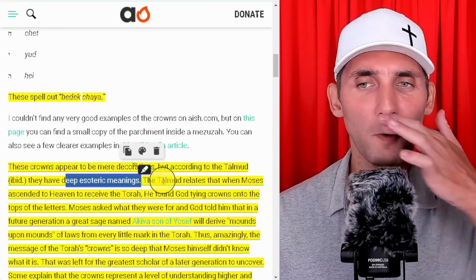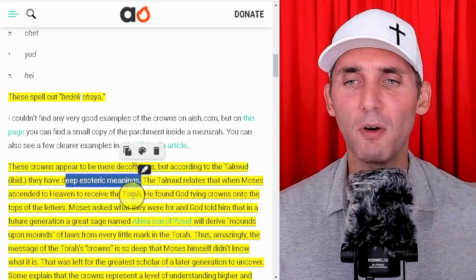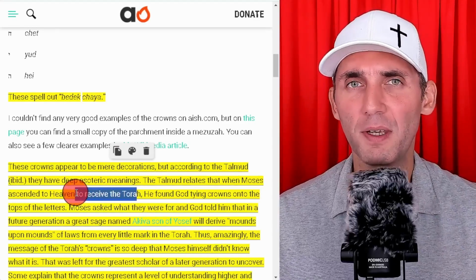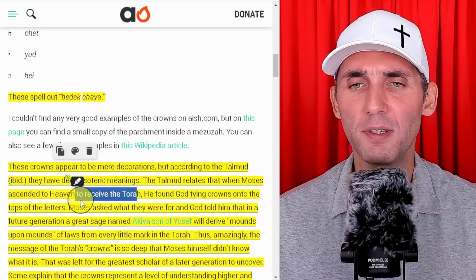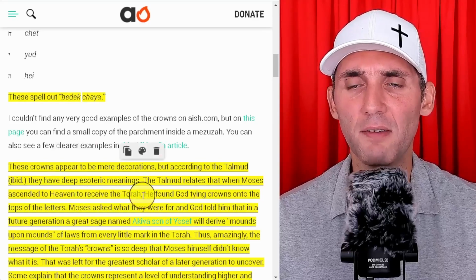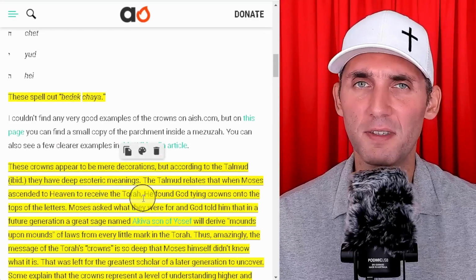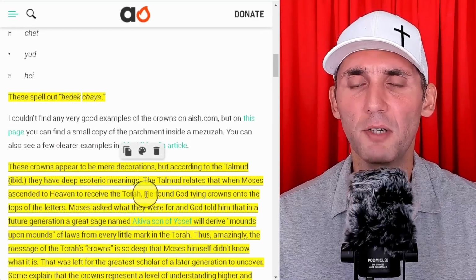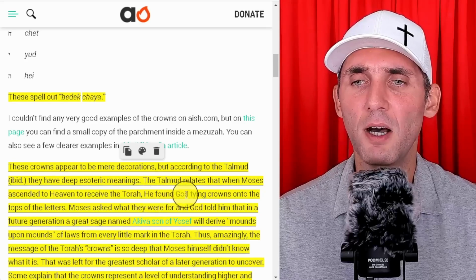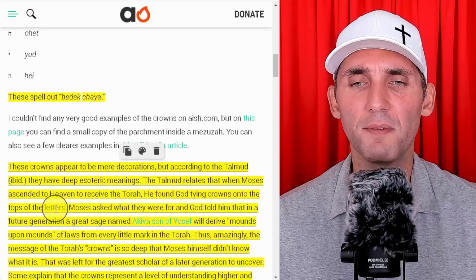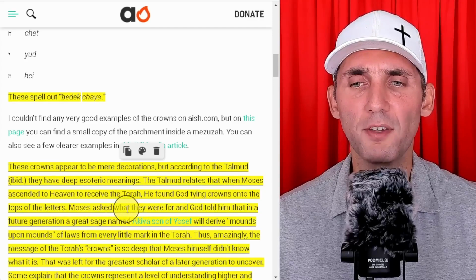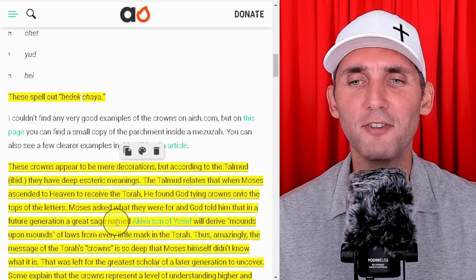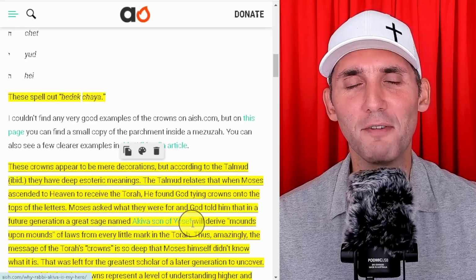The Talmud relates that when Moses ascended to heaven to receive the Torah, which that did not happen, he went on the mountain and he spoke with God. He got the 10 Commandments, but he did not ascend to heaven. Jesus tells you that no man has ascended to heaven in John 3. Moving on, let's see what rabbinic tradition tells us. He found God tying crowns onto the tops of the letters. Moses asked what they were for, and God told him that in a future generation, a great sage named Akiva, son of Yosef, i.e.